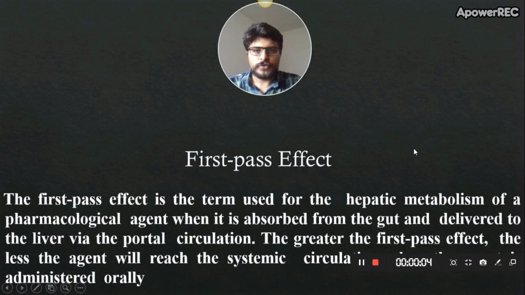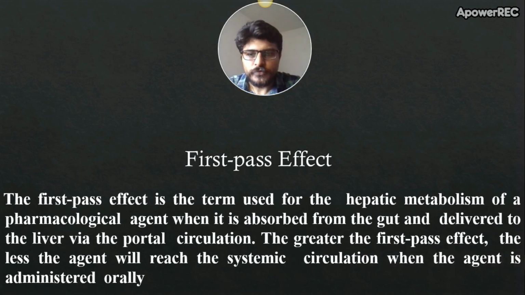So the first pass effect, as we were talking about. The first pass effect is the term used for hepatic metabolism of a pharmacological agent when it is absorbed from the gut and delivered to the liver via portal circulation. So ultimately the drug is absorbed from our gut or from our stomach, and via portal circulation it will reach our liver. The greater the first pass effect, the less the agent will reach the systemic circulation when the agent is administered orally, right?